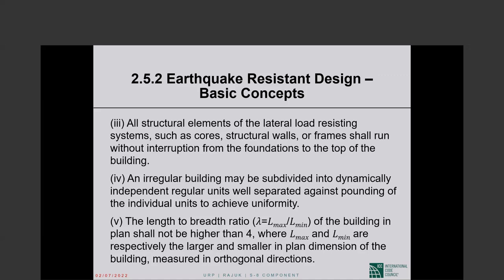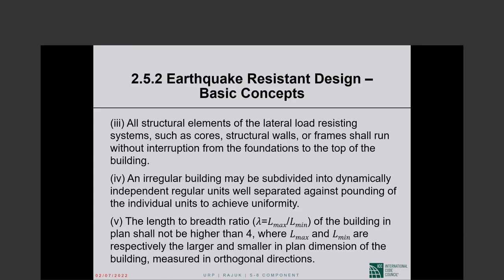An irregular building may be subdivided into dynamically independent regular units, well separated against pounding of the individual units to achieve uniformity. Can be done. That is an expensive solution, and that is a headache through the lifetime of the structure. I do not know that that should be a recommended solution most of the time. There are situations where that may be quite viable, but generally no.